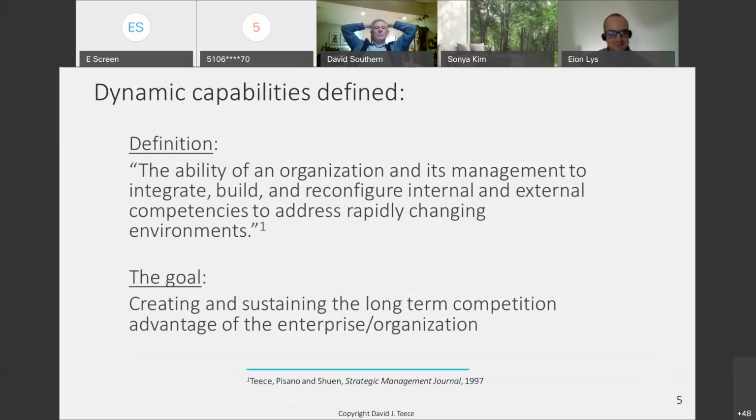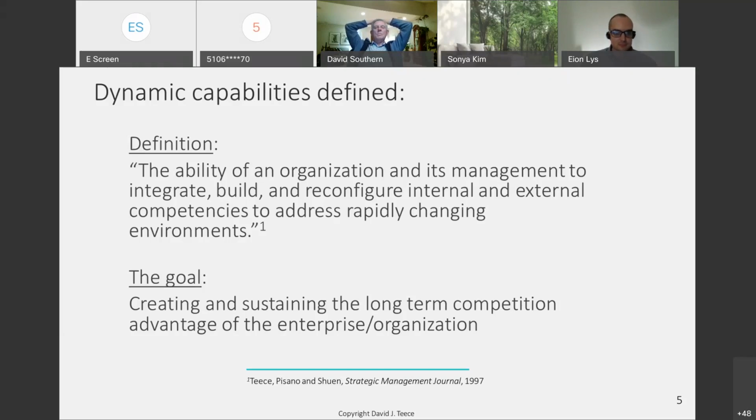Here's a definition. Perhaps the reason why this is the definition is that there's a fellow called Teece here and another fellow called Pisano and a lady called Amy Shuen, two graduate students at Berkeley, two PhD students, Pisano and Shuen. I was their advisor. We came up with this definition, which has taken over and become the definition of dynamic capabilities.